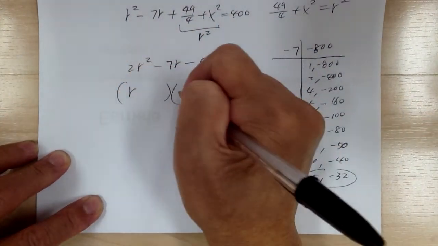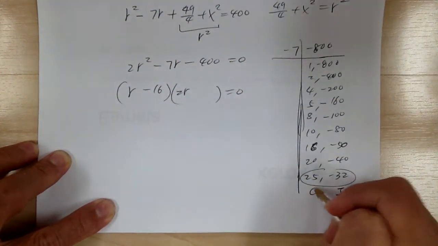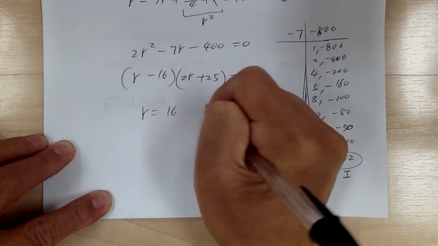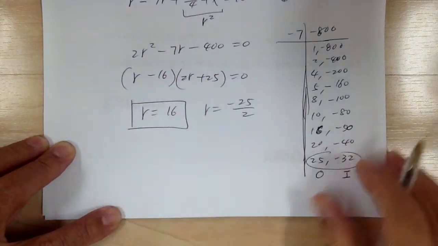So you've got r, 2r. This would be the inside, so minus 16, and this would be the outside, so plus 25. From here, you're going to get r equal to 16, and r equal to negative 25 over 2. So this is it.